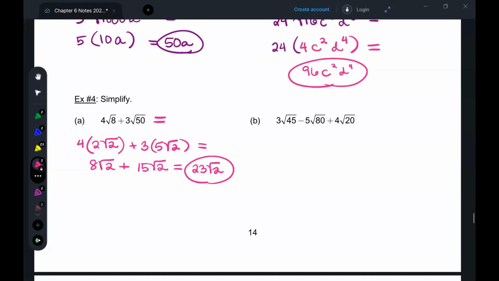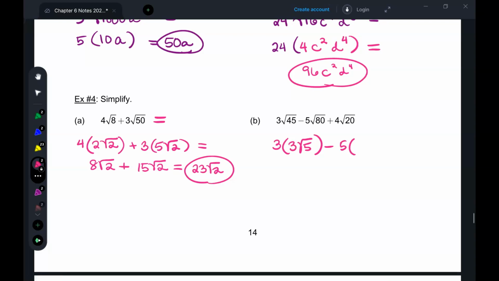Okay, next one, same thing, just different numbers. Okay, 45. What perfect square goes into 45? 9. 9 times 5. So 3 root 5. Good. So I'm going to have 3 with a 3 root 5. Good. Okay, square root of 80 might be more difficult.